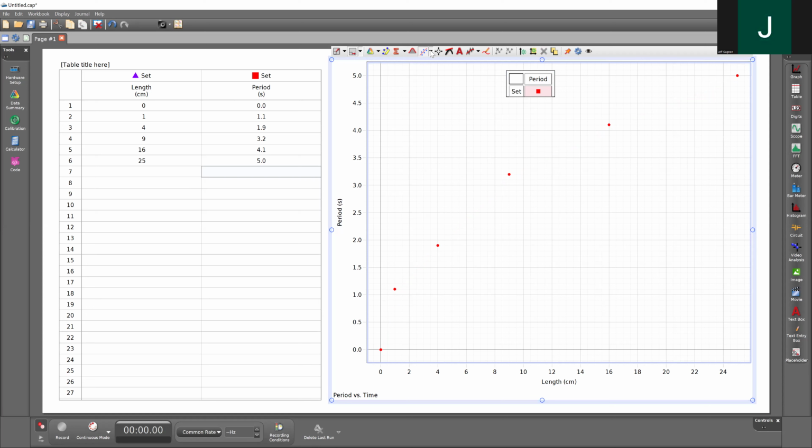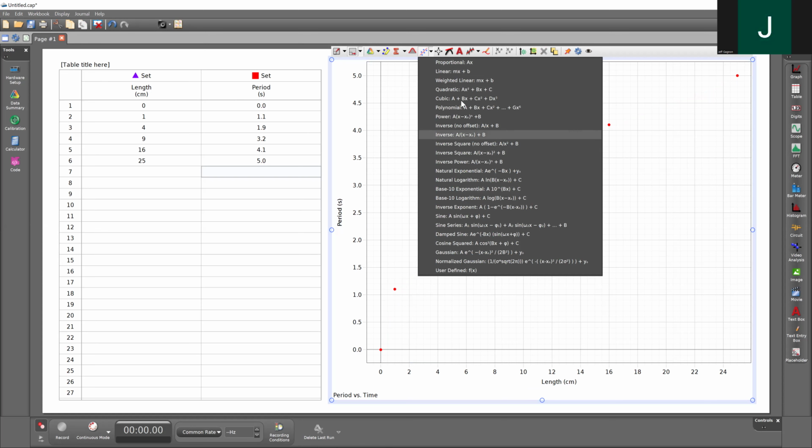And then the arrow here allows you to choose what fit you want. Unfortunately, a square root is not one of these options. So there's a way of telling it that you want to do a square root function. What we're gonna do is a user-defined function. So this last one here. So I'll click on user-defined.